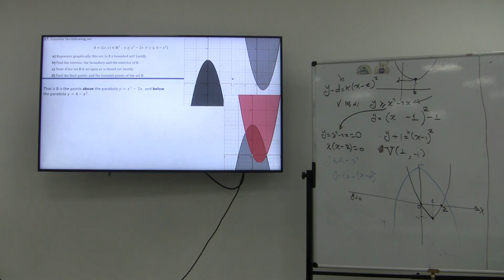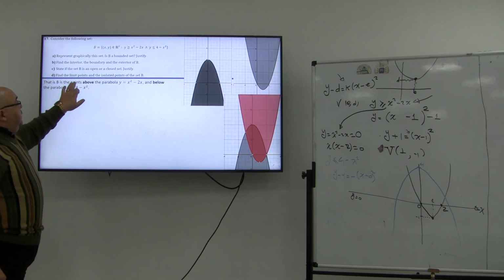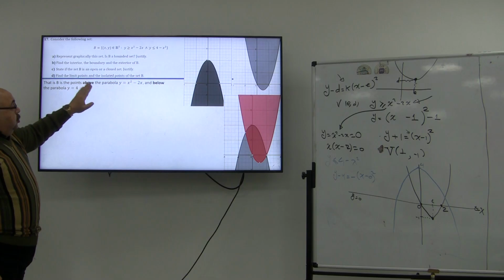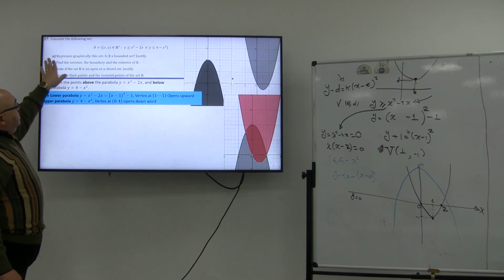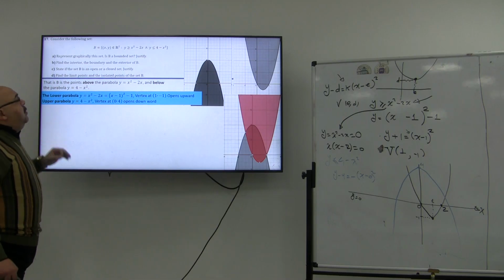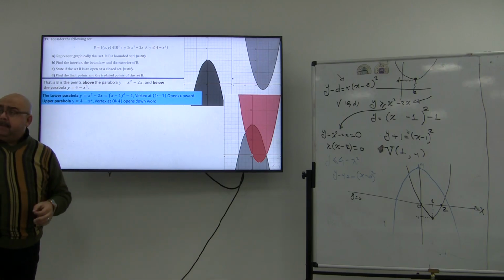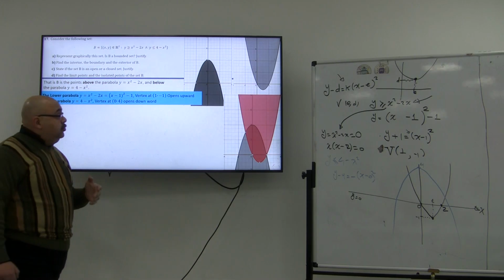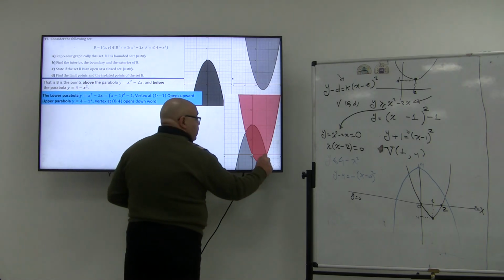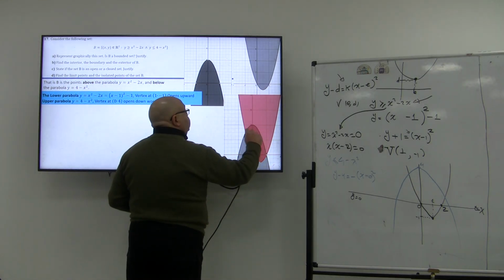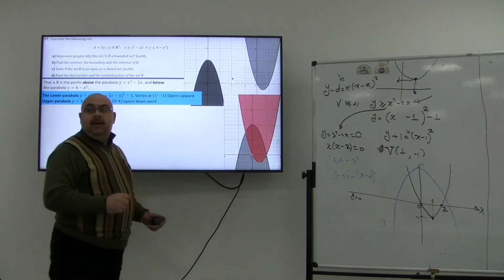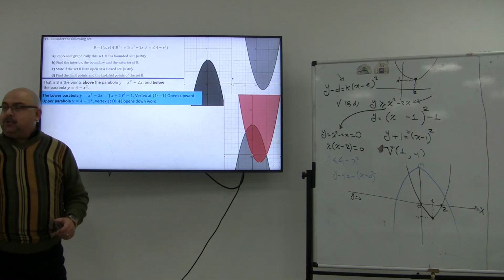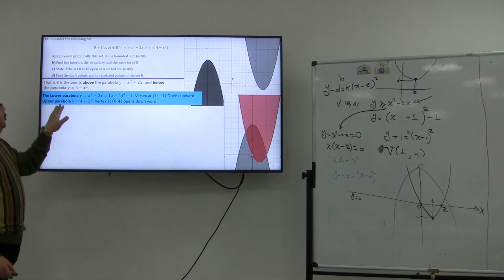Okay, very good. Now, that's B, the points above the parabola x squared minus 2x and below 4 minus x squared. Present graphically the set. Is B a bounded set? Yep, it's bounded. You have boundaries all over the place. So this region is bounded from above by 4 minus x squared, and bounded from below by the curve x squared minus 2x. That's actually what's written here.